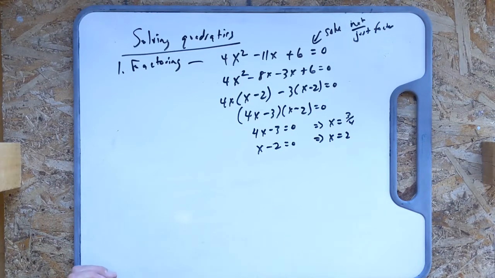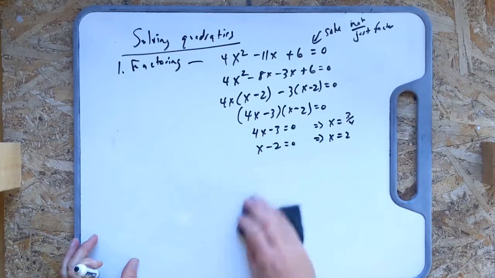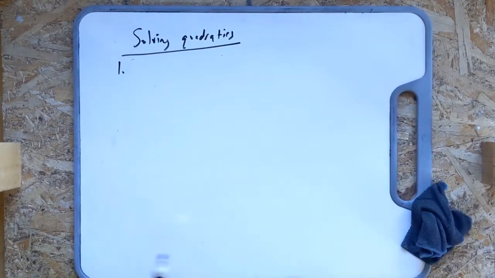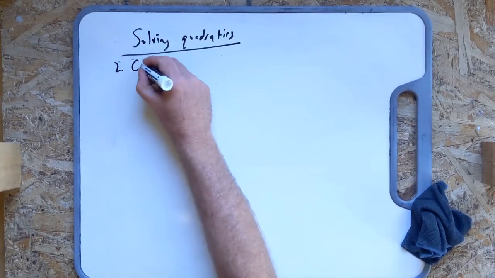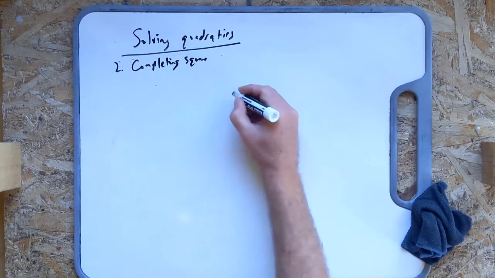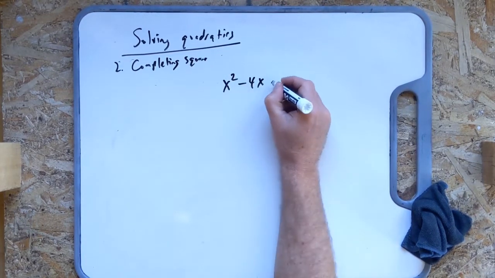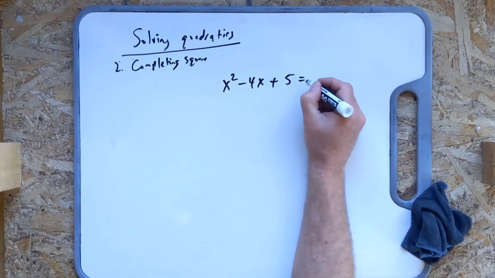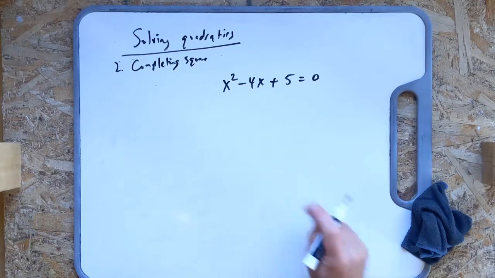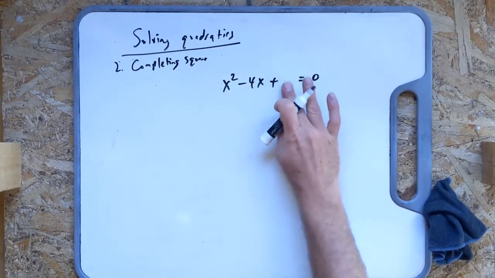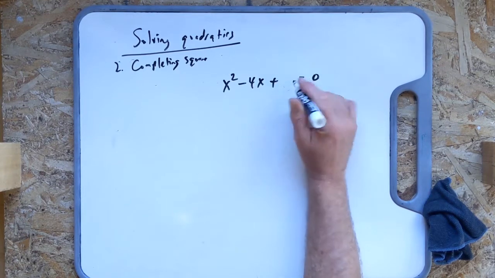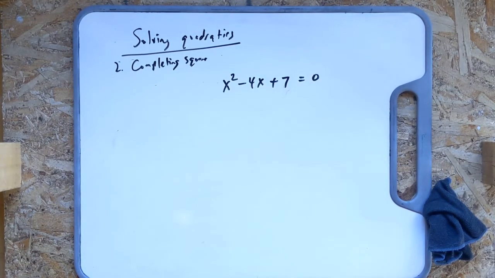Second is, feel free to pause and write that down. And now we're going to do solving by completing the square, which is the one I think people have the most problem with. So number 2, completing the square. And I'll write it as x squared minus 4x plus 7 equals 0.